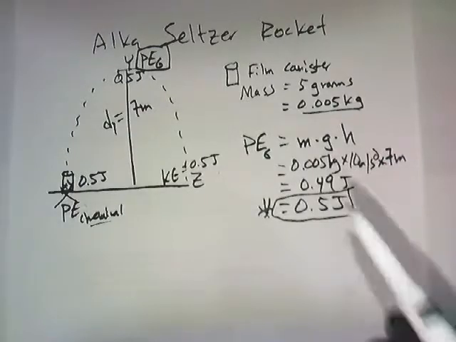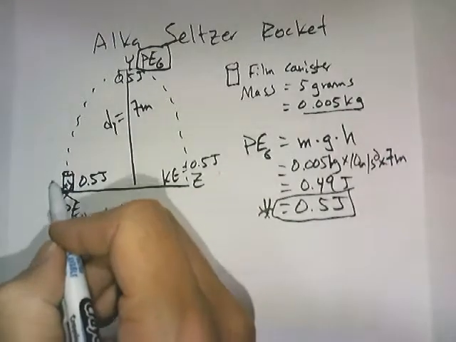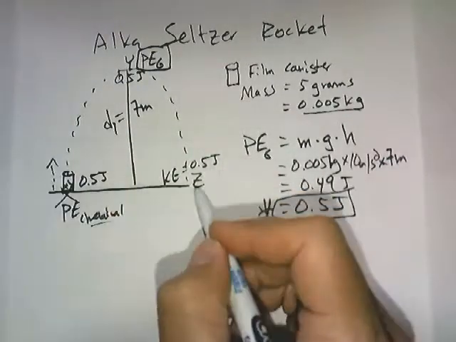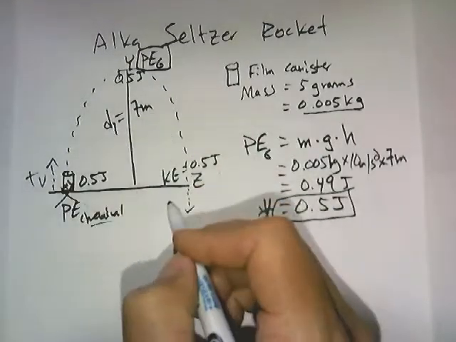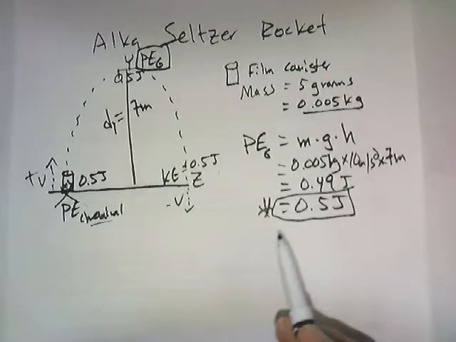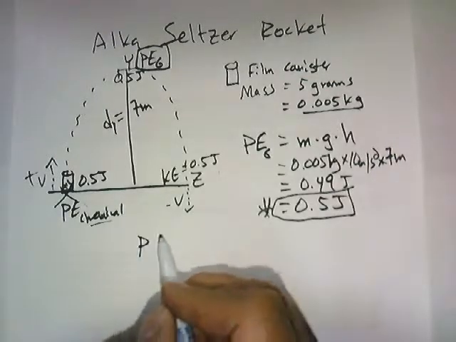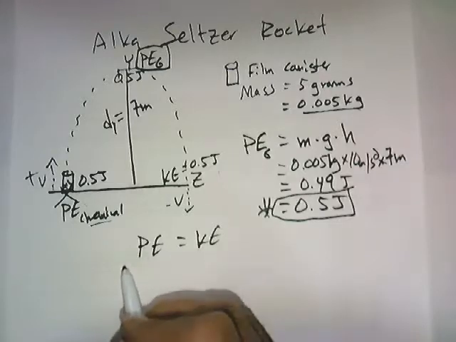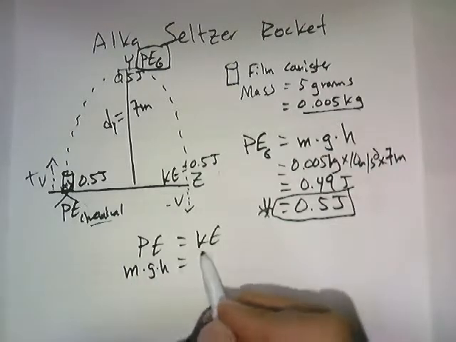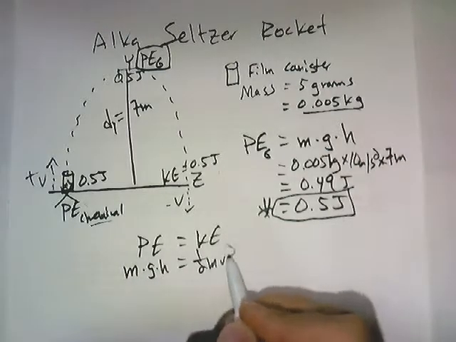So here's what I want to know. I want to know what is the velocity upon being launched upwards and its velocity upon landing. Let's figure out this velocity. I know upwards is positive and downwards is negative, but let's solve this. I can use my energy theorem that the potential energy is going to equal the kinetic energy. Therefore, m times g times h is going to equal 1/2 mv squared.